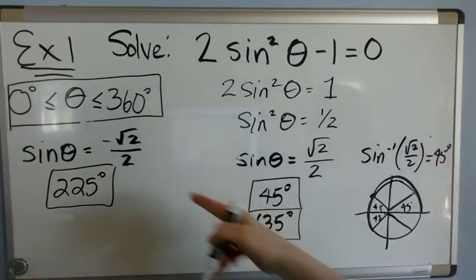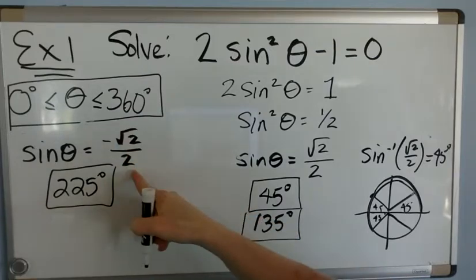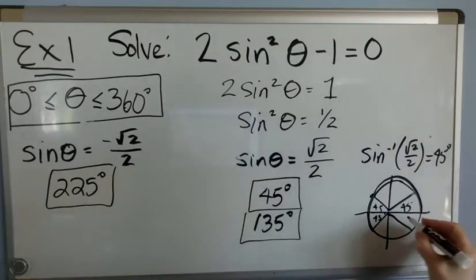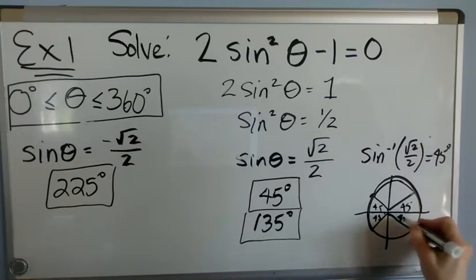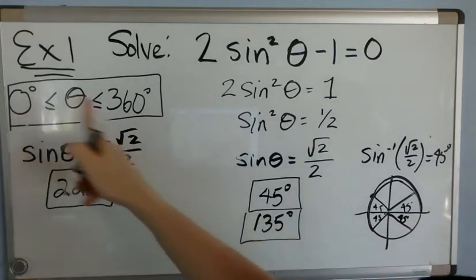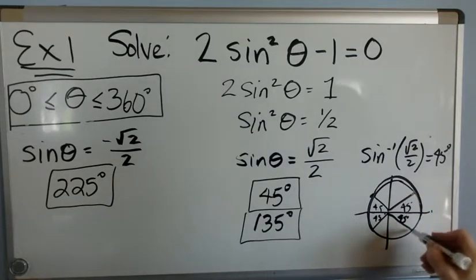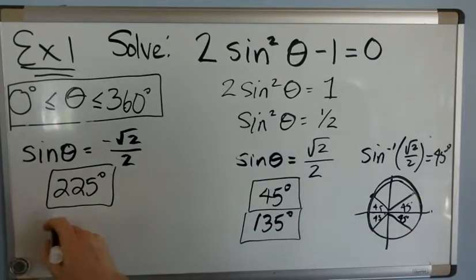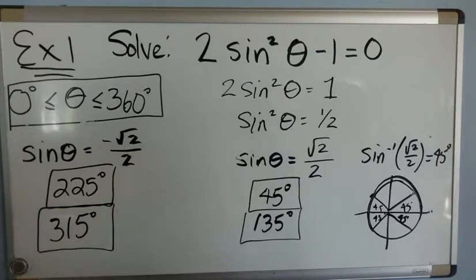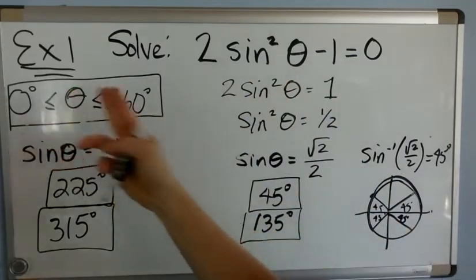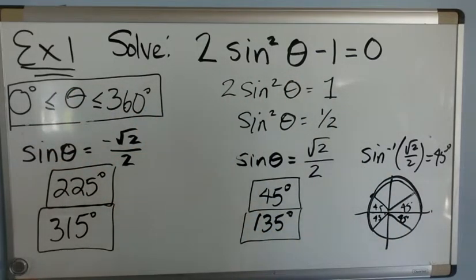Now, if you do sine inverse of negative root 2 over 2, you're going to get an angle measure of negative 45 degrees, which is really here. But remember, we want positive angle measures between 0 and 360. So what I'm going to do is 360 minus 45 degrees, and that'll give me a 315 degree angle. So those are the 4 angle measures that make this equation true between 0 and 360 degrees.